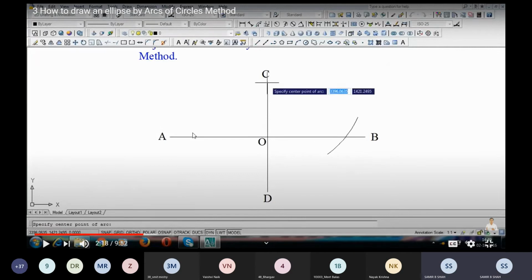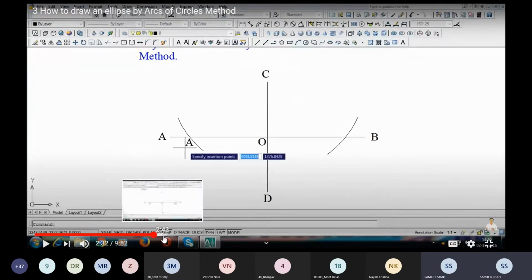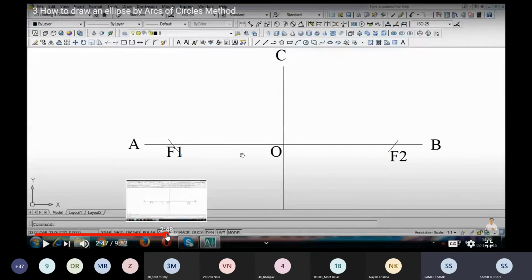I repeat, the radius is either AO or OB, the center is C, and the arc is on the AB axis. So we are getting the foci, named F1 and F2. Now between F1 and O, mark the points 1, 2, 3. It's up to you. If you require higher accuracy, then you can go up to 4 also. So you may divide F1O into an equal number of parts.